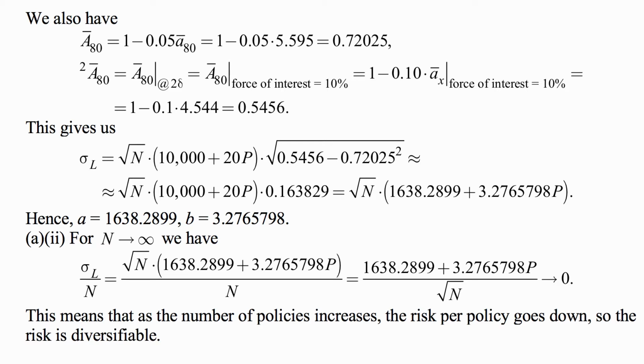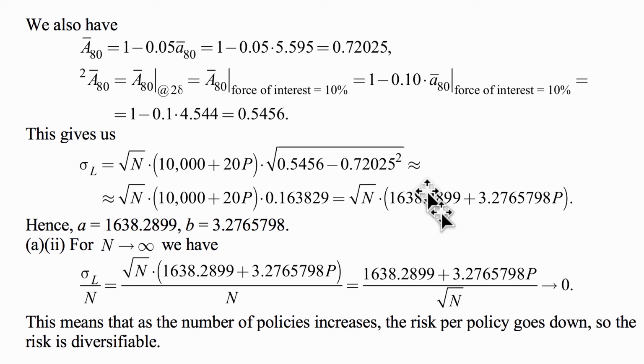We also have A bar 80 equal to 1 minus 0.05 times a bar 80. So we can calculate it to be 0.72025. And 2A bar 80 is A bar 80 at double the force of interest, so at 10%. So it's 1 minus 0.10 times a bar 80 at force of interest equal to 10%, which is given in the table, and we calculate it to be 0.5456.